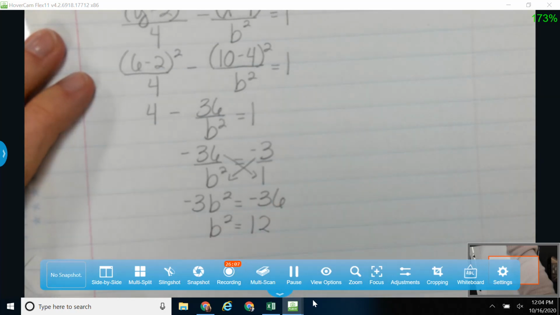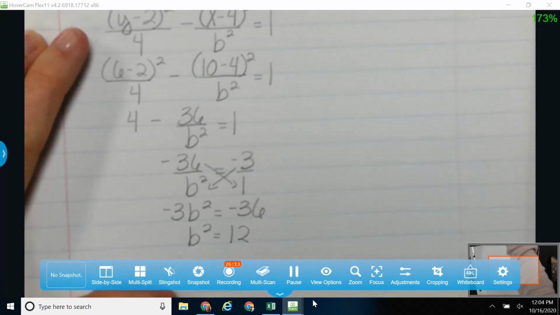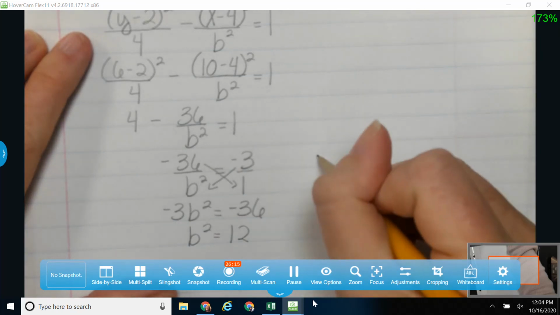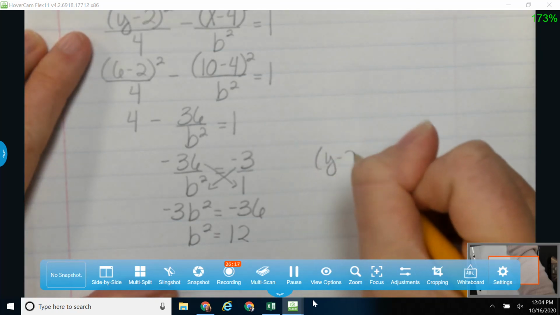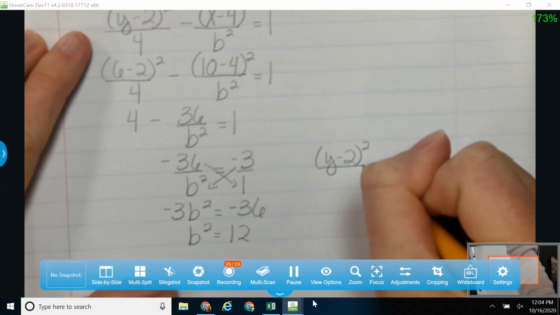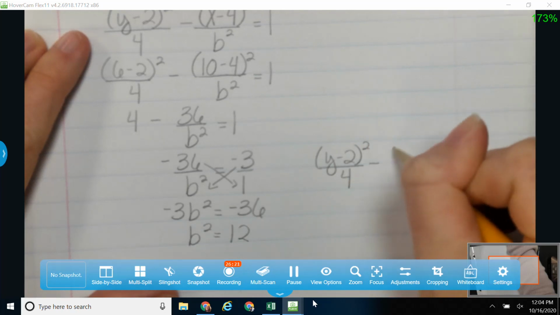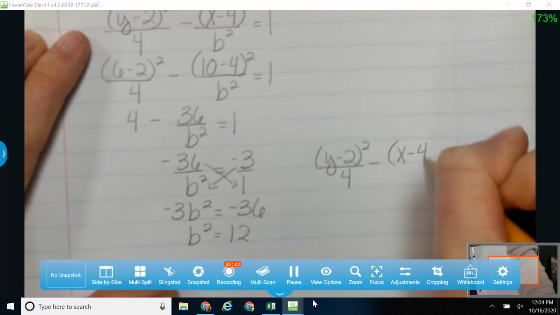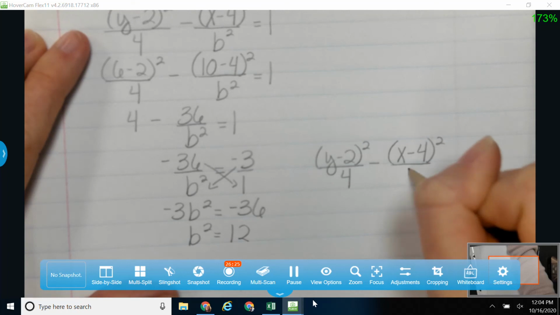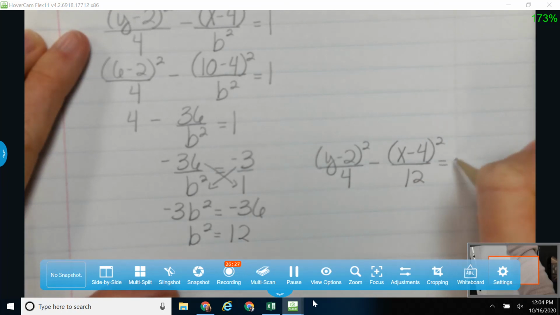I need b squared. I don't need to take the square root of it. I actually need b squared. So I'm going to pop back up here to my formula, and I'm going to plug that in. So I'm going to have (y minus 2) squared over 4 minus (x minus 4) squared over 12, which is equal to 1.